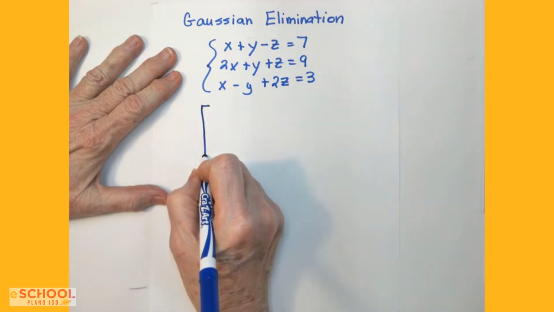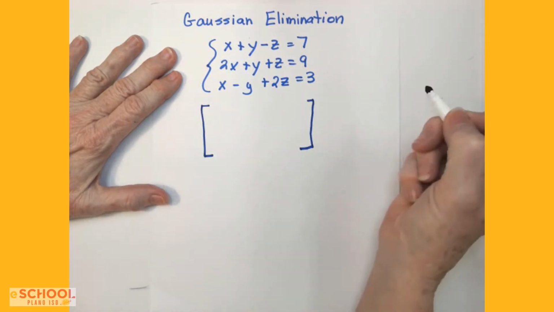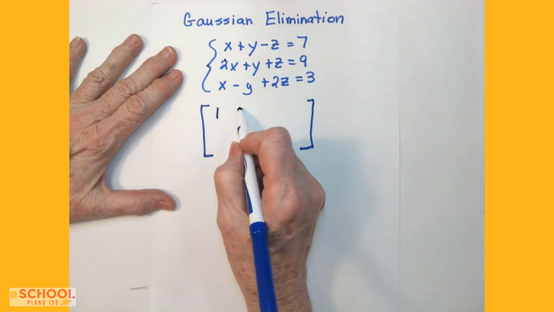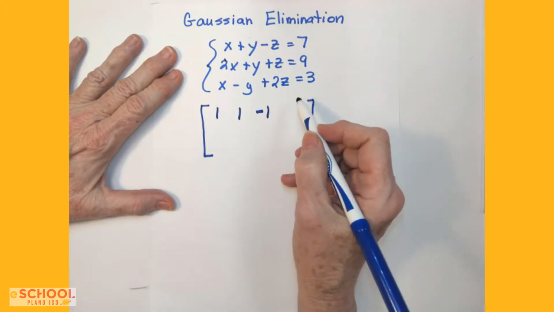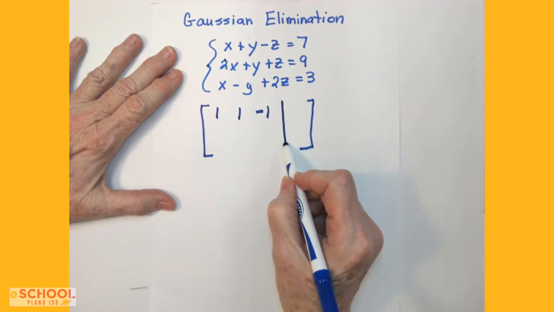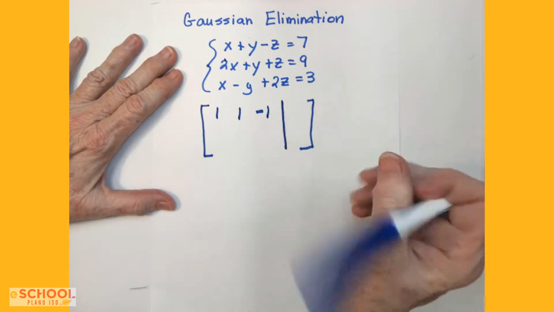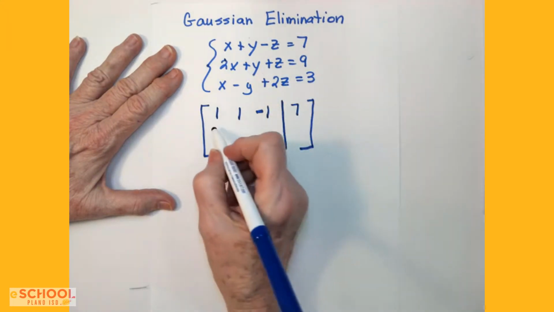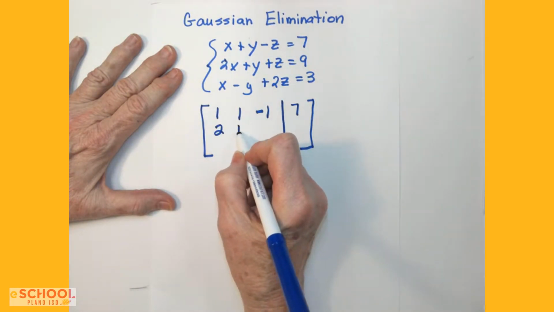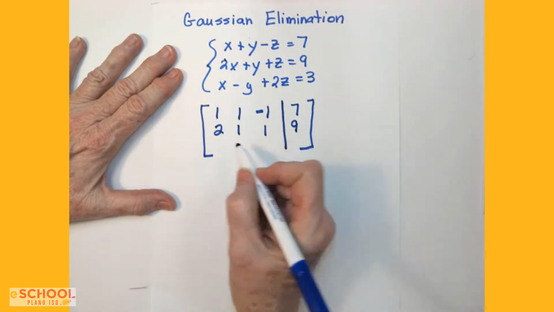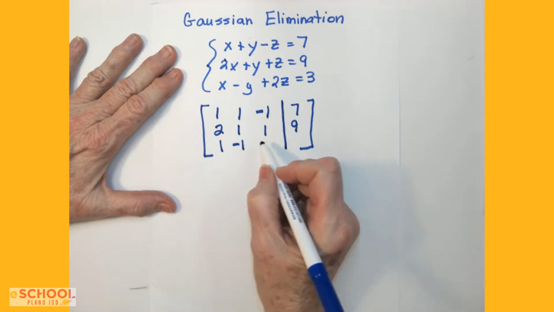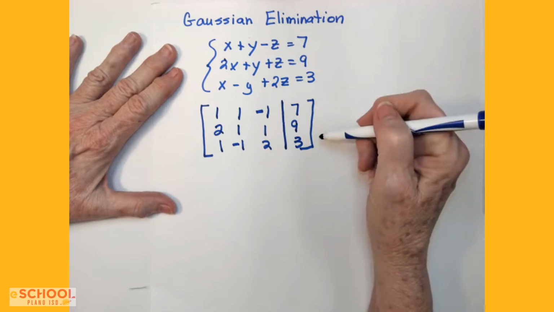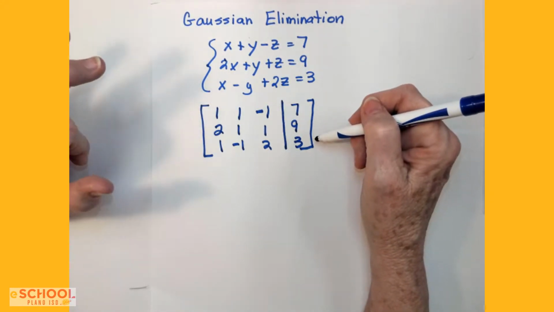So we're going to use brackets and we're going to take the coefficient of each variable. So there's 1x, 1y, negative 1z. We're going to draw a line that's going to separate the equation from the answer, and then we're going to put the constant 7 there. Go to the second row, 2, 1, 1, 9, then 1, negative 1, 2, 3. So we now have our augmented matrix that we're going to work with.